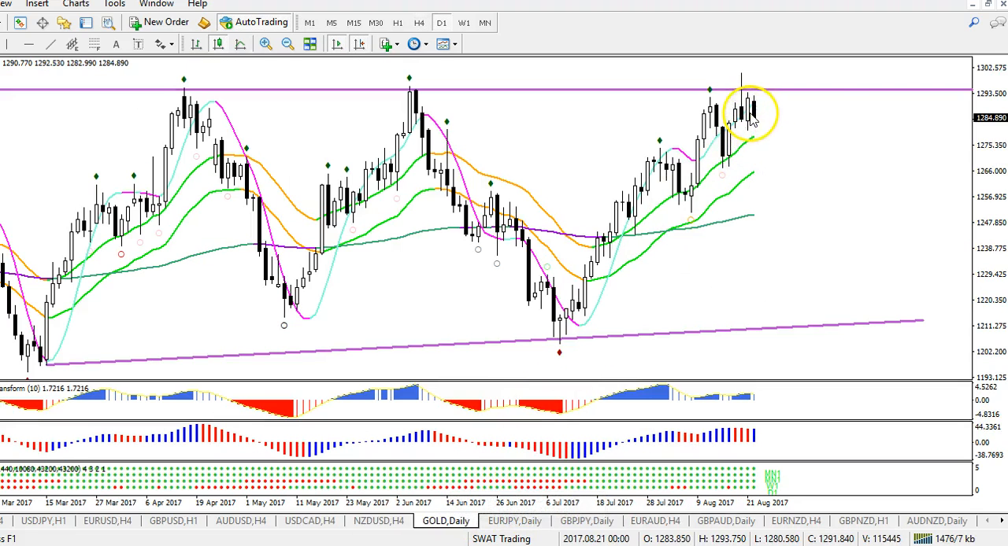Gold did not break yesterday the high of 2 days ago. Big bearish pin bar on Monday. That bounce setup is still valid for a move down to the long-term moving average at 1250, I think.